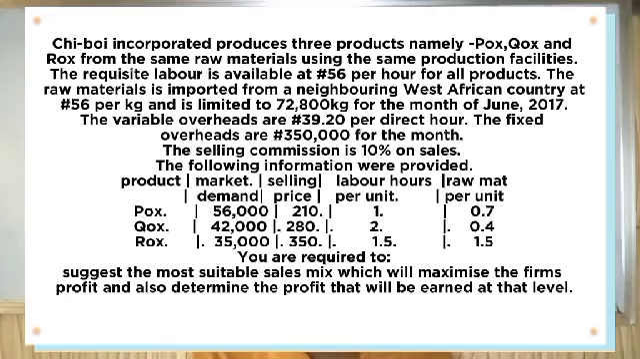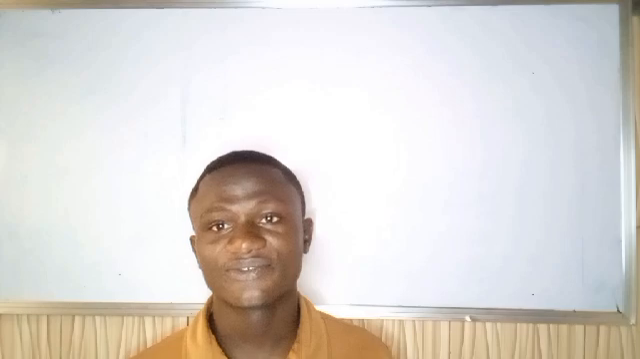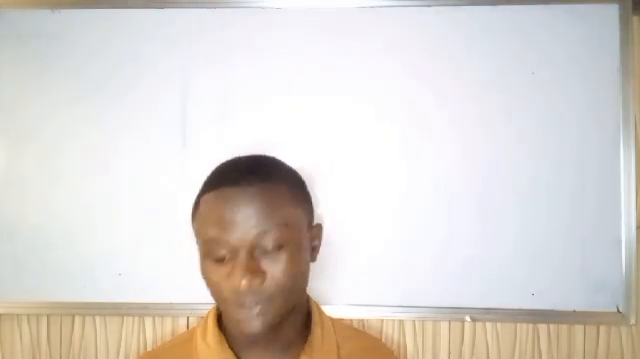So you are required to suggest the most suitable sales mix which will maximize the firm's profit and also determine the profit that will be earned at that level. If you look at this question very well, you see that it's a question on limiting factor. From the question, we were told that the limiting factor is raw materials, and 72,800 kg is what we have available for the month of June. So that's the limiting factor.